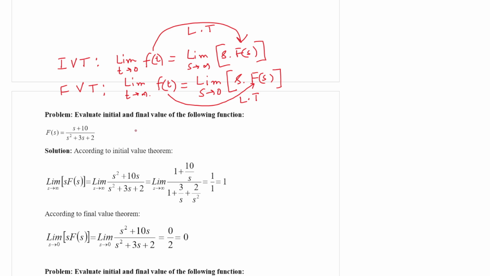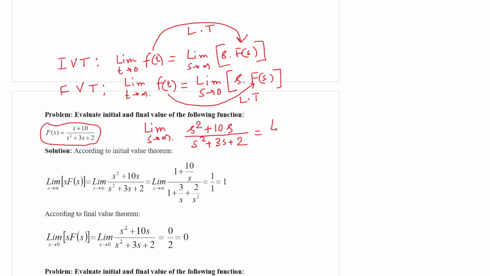So according to the initial value theorem, if this is the function, F(s) is equal to (s plus 10) divided by (s square plus 3s plus 2). Its initial value, if we substitute limit s tends to infinity s into F(s), means in the numerator we have s square plus 10s, and in the denominator we have s square plus 3s plus 2.